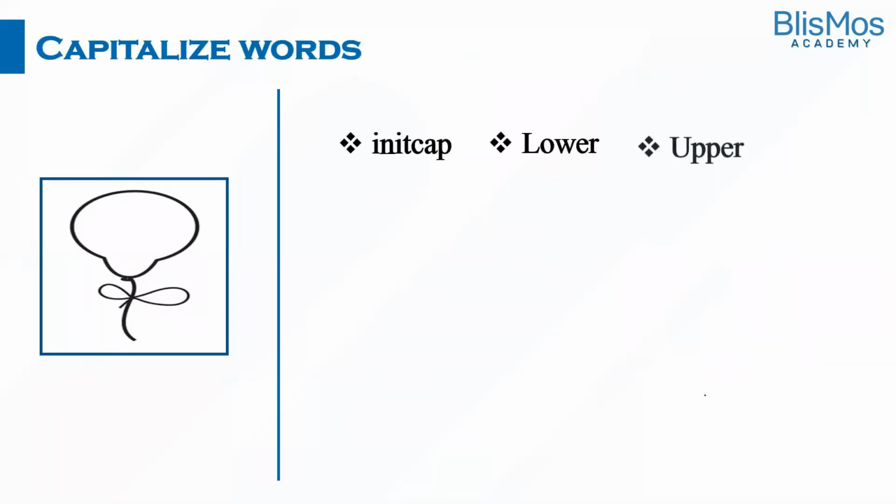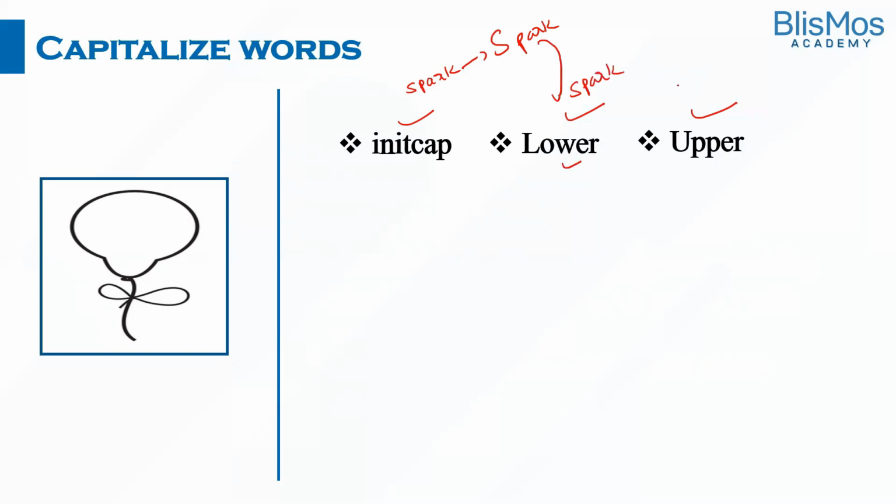First and foremost, we have three important functions to do capitalization, or to make the cases lower or upper. One is initcap, the second one is lower, the third one is upper. Let us take an example. Let us say you have "spark". What initcap does is, it takes it and makes it "Spark". What lower does is, it makes it "spark", meaning all the letters will be lowercase. What upper does is, it takes this and makes all the characters uppercase.